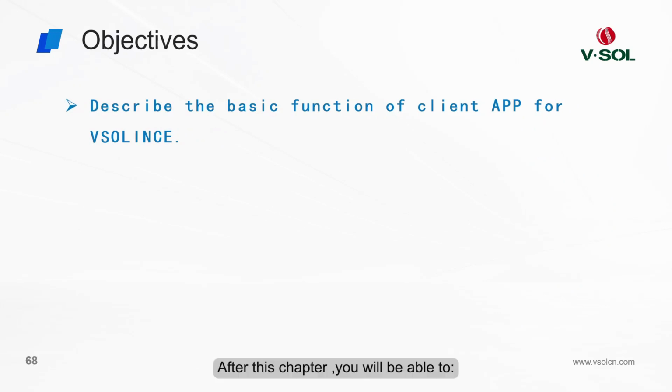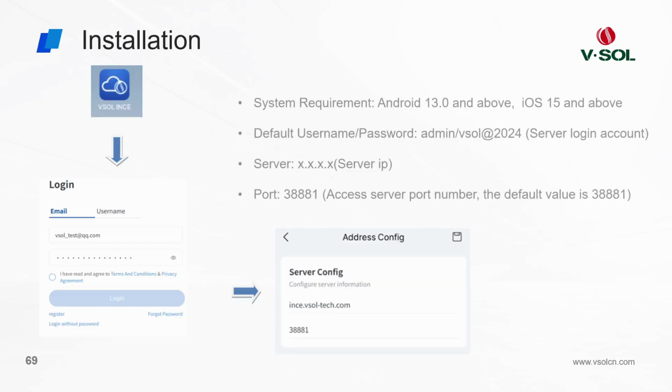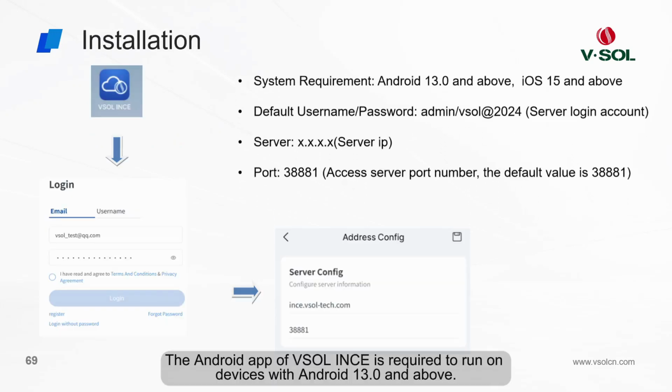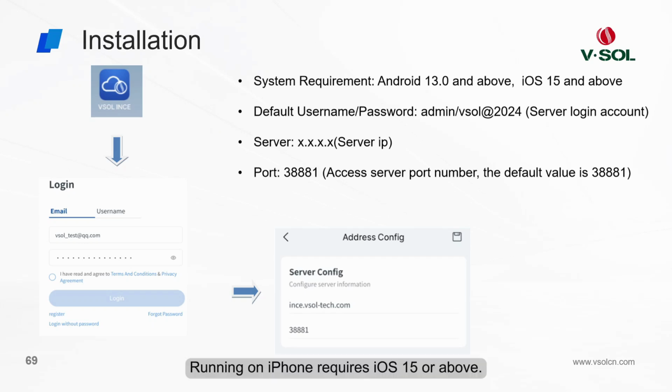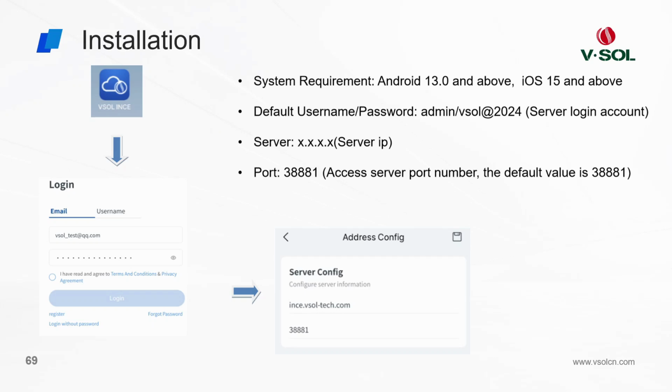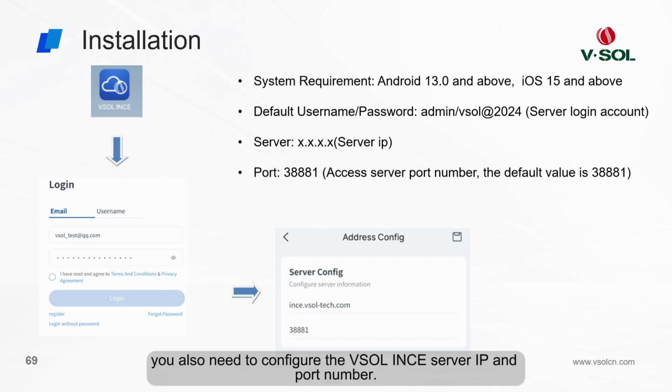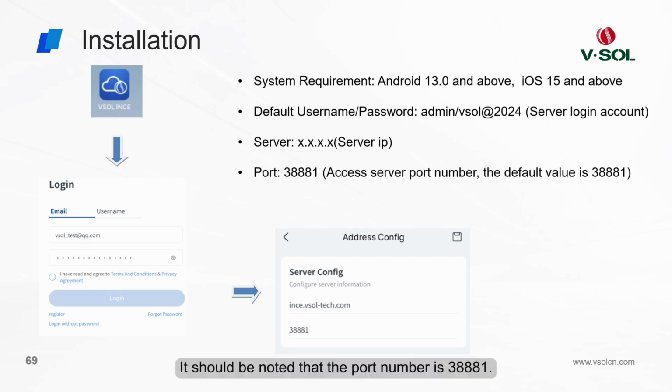After this chapter, you will be able to describe the basic functions of the client app for VSOL INCE. The Android app of VSOL INCE is required to run on devices with Android 13.0 and above. Running on iPhone requires iOS 15 or above. After entering the login interface of the app, you also need to configure the VSOL INCE server IP and port number. It should be noted that the port number is 38881.